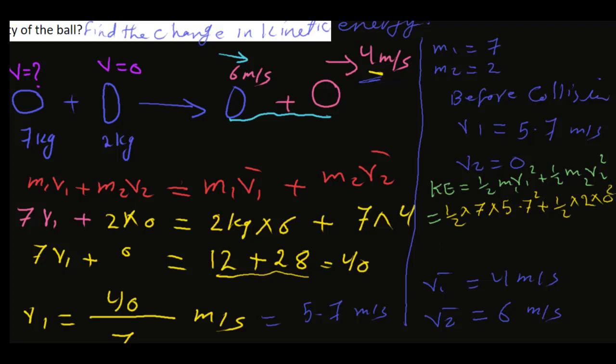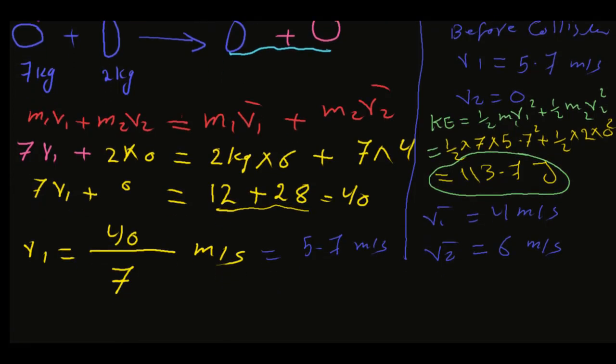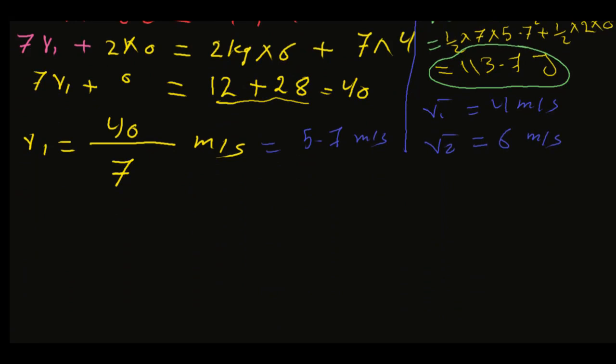So at the end, you can just use the calculator to figure it out. The kinetic energy equals 113.7 joule. So this is the kinetic energy before the collision. So what you need now is just to figure out the kinetic energy after the collision. You can use the same way exactly.